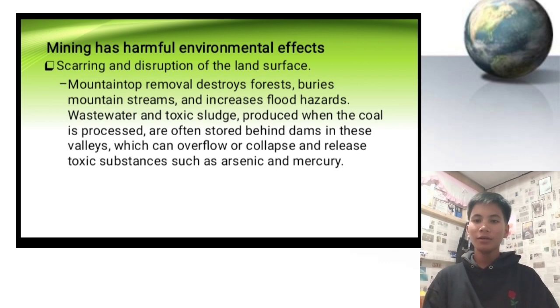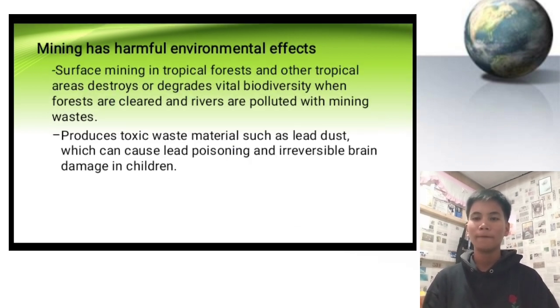So scarring or disruption of the land surface, mountain top removal destroys forest, buries mountain streams, and increases flood hazards. Wastewater and toxic sludge produced when the coal is processed are often stored behind dams in these valleys, which can overflow or collapse and release toxic substances such as arsenic and mercury.